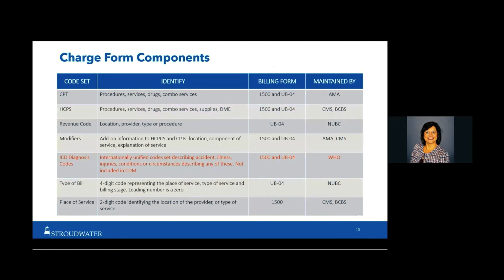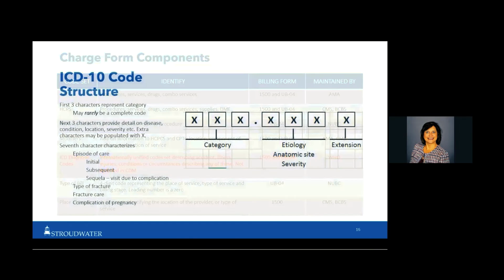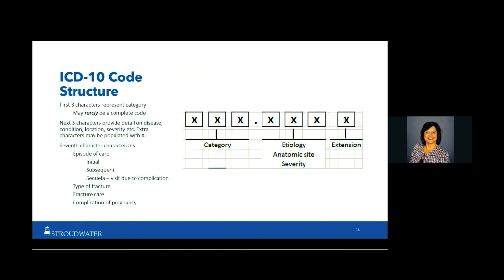Now, we've gone through CPT codes, HCPCS codes, revenue codes, modifiers, and now let's talk about ICD diagnosis codes. So these are actually included on both the 1500 form and the UB form. And I know there may be some coders in the room, and I just want to say to you up front, I am not a coder, so please forgive me for some misstatements of some of your common terminologies. But what I wanted to do is just help the non-coders in the room understand the structure of an ICD-10 code.